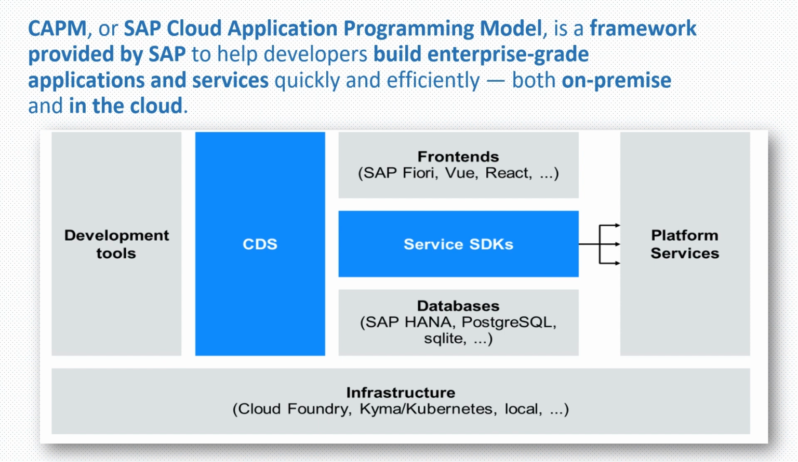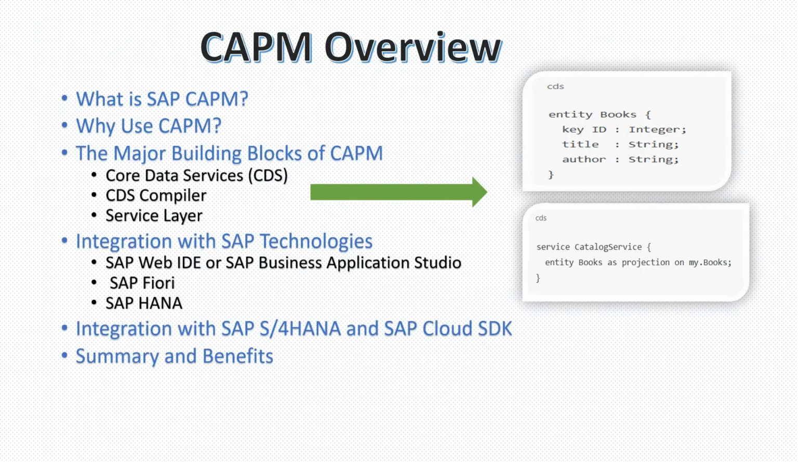You can think of CDS as a language used to define your data models, the database artifacts you can consider. For example, instead of manually creating a database table, you can simply write a few lines of CDS that define your data structure. Let me show you. You can see over here on the right hand side, I have defined an entity Books, and this entity is having three fields: key as ID of type integer, title of type string, and author, which is of type string. That's it.